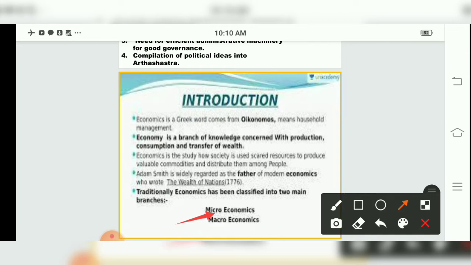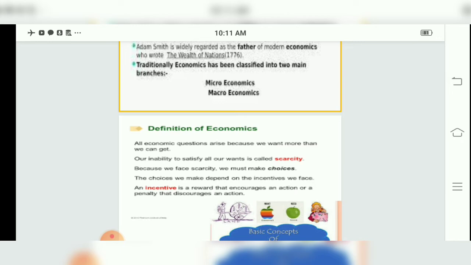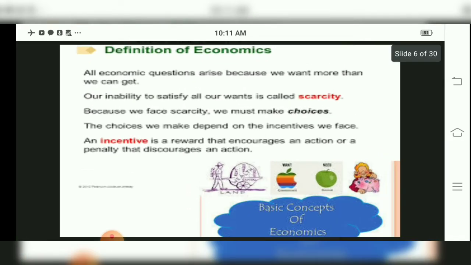Micro means study of an individual unit, household, individual firm or commodity, means all that you study in microeconomics will be single. So microeconomics means study of an individual unit, household or particular commodity, and macroeconomics means studying in an aggregate way, children, studying anything in a lump sum method. That is micro and macroeconomics. This will come under the 12th standard first chapter, children, in detail.